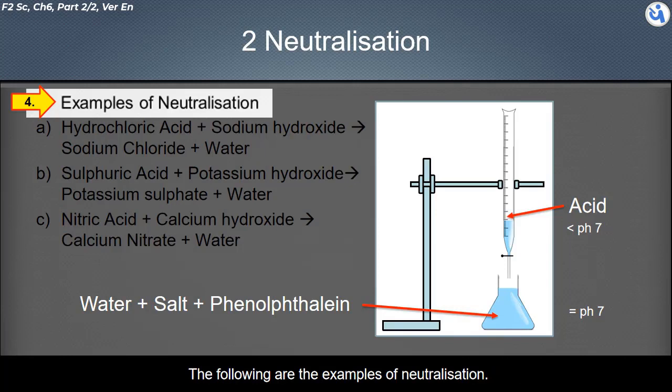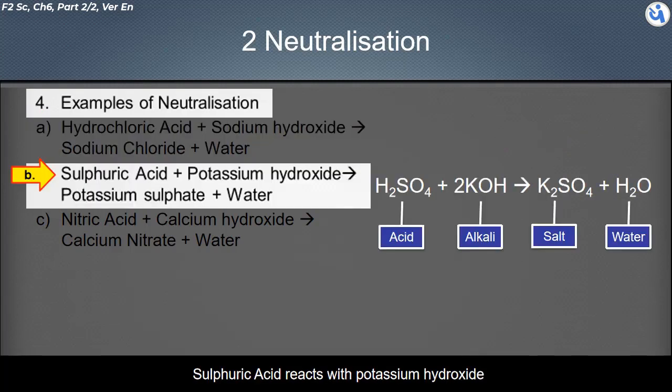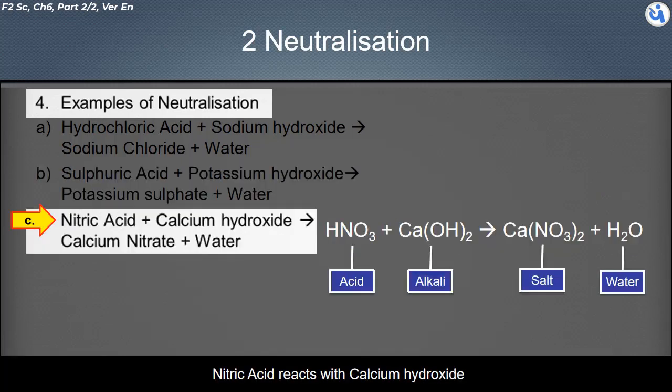The following are examples of neutralization. Hydrochloric acid reacts with sodium hydroxide to produce sodium chloride and water, where sodium chloride is the produced salt. Sulfuric acid reacts with potassium hydroxide to produce potassium sulfate and water. Nitric acid reacts with calcium hydroxide to produce calcium nitrate and water.